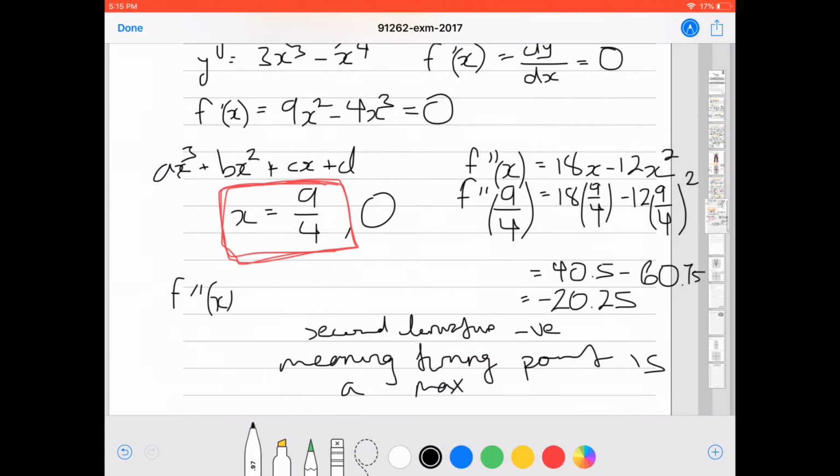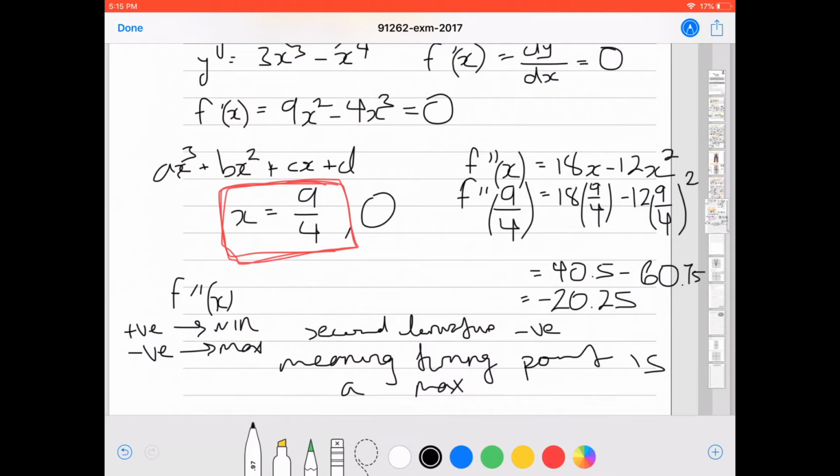F double dash of x, if it's positive, then it's a minimum, and if it's negative, then it is a maximum. And when it equals 0, I think you start getting into stationary points, points of inflection, but you're only working with minimum and maximum turning points here. Okay, so that is our justification.